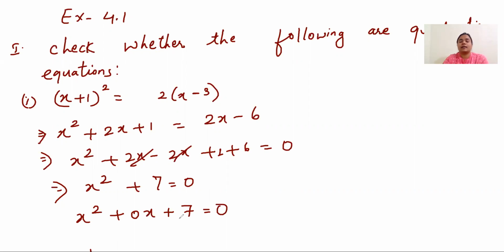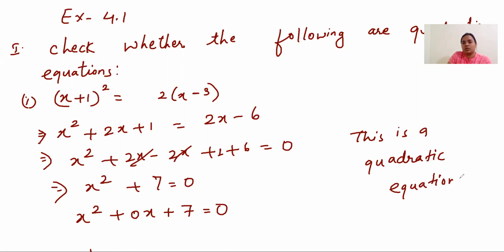This is satisfying the equation ax squared plus bx plus c is equal to 0. So this is a quadratic equation. We just have to solve like this. All the questions we will be solving like this only. We just have to bring all the equations into the basic quadratic form and we will check whether it is satisfying the quadratic equation formula or not.